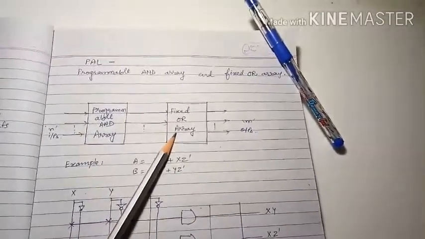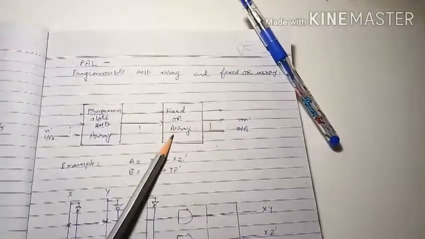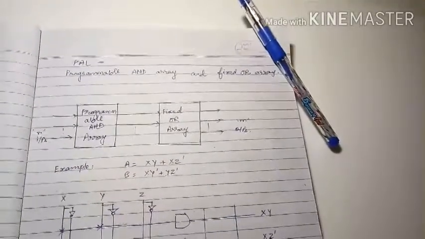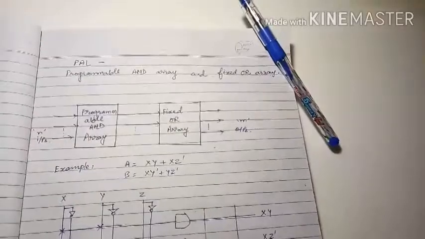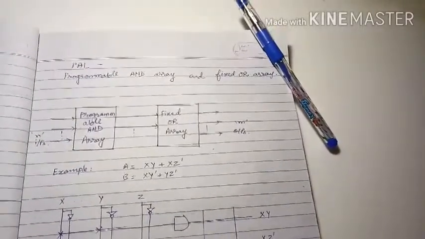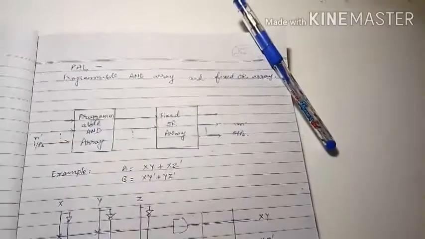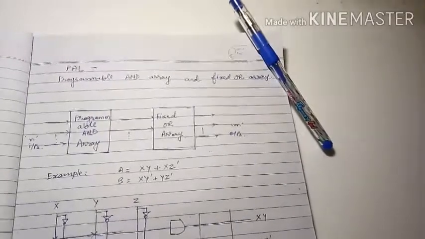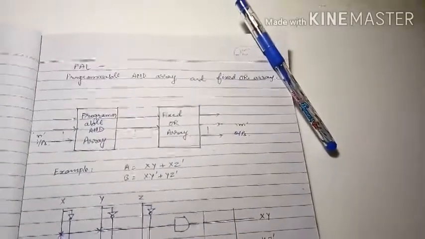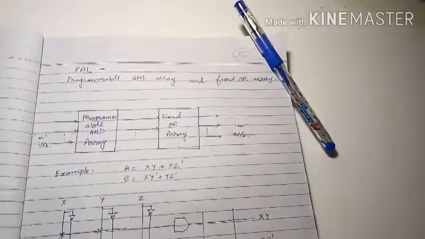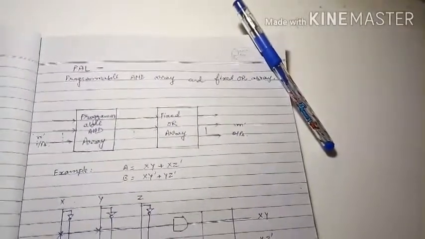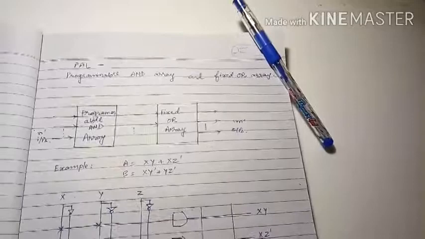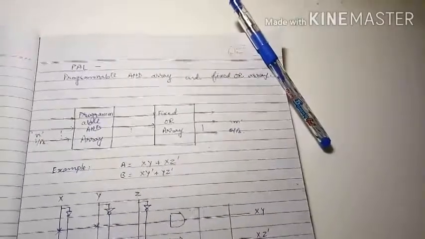a fixed OR array. The OR array is not programmable. The inputs of the AND gates are programmable. That means each AND gate has both normal and complemented inputs or variables. So based on the requirement, we can program any of those inputs, and we can generate only the required product terms. We need not generate all the min terms. It is not required at all. So we will generate only the required product terms used in the Boolean function.